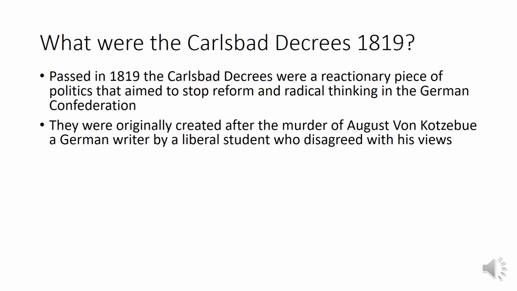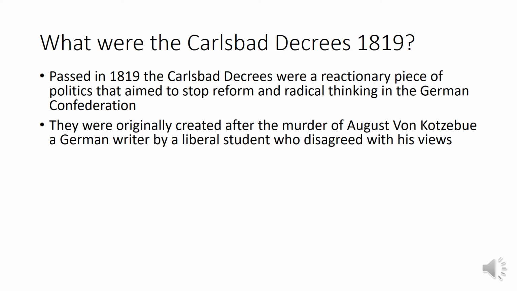They were originally created after the murder of August von Kotzebue, a German writer, by a liberal student who disagreed with his views. Now we're going to come to this term liberal in a bit, but let's just talk about the rest of this. So August von Kotzebue was a famous German writer. He was very supportive of the monarchy, so the kings, and the way that the German states were run. This liberal student disagreed with this point of view, and he actually murdered August to try and prove his point.